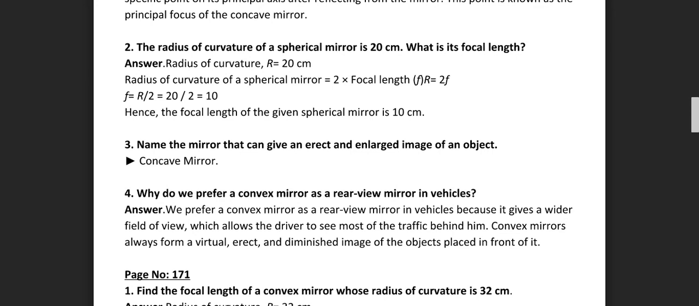So basically, whatever the mirrors we are having in our vehicles like Activas or cars, that mirror is called a rear view mirror, and they give us a very enlarged view of the traffic behind. But that mirror shows that the traffic is nearby, right? That does not show the exact location of the traffic. That's why they have written on the mirror, objects in the mirror are closer than they appear, right? So convex mirror always forms a virtual, erect and diminished image of the object placed in front of it.